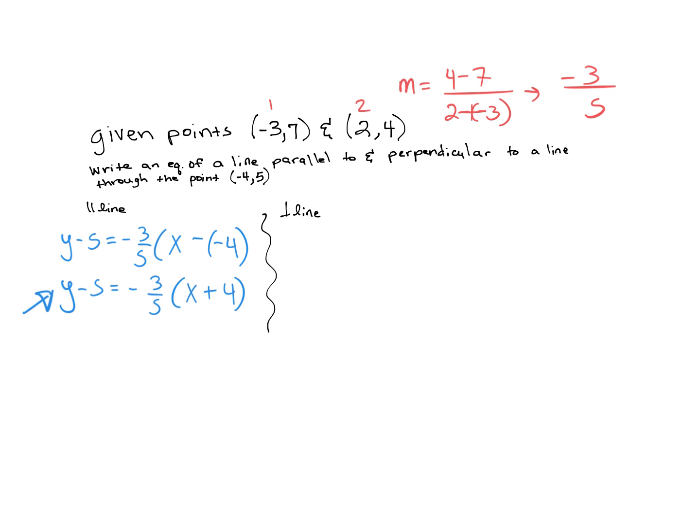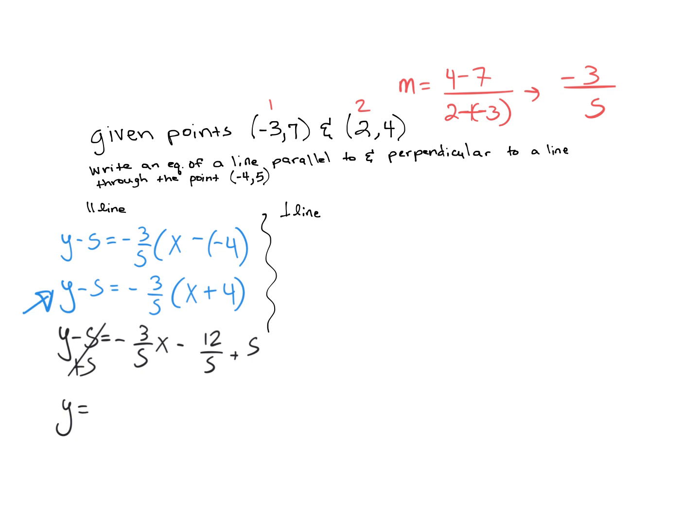But I want you to keep going so at least you're able to find the y-intercept and understand how that works. To find the y-intercept, we will distribute that -3 over 5. We'll get y minus 5 is equal to -3 over 5x minus 12 over 5. Again, actually, I'm not going to do that. I'm going to add the 5 on both sides.